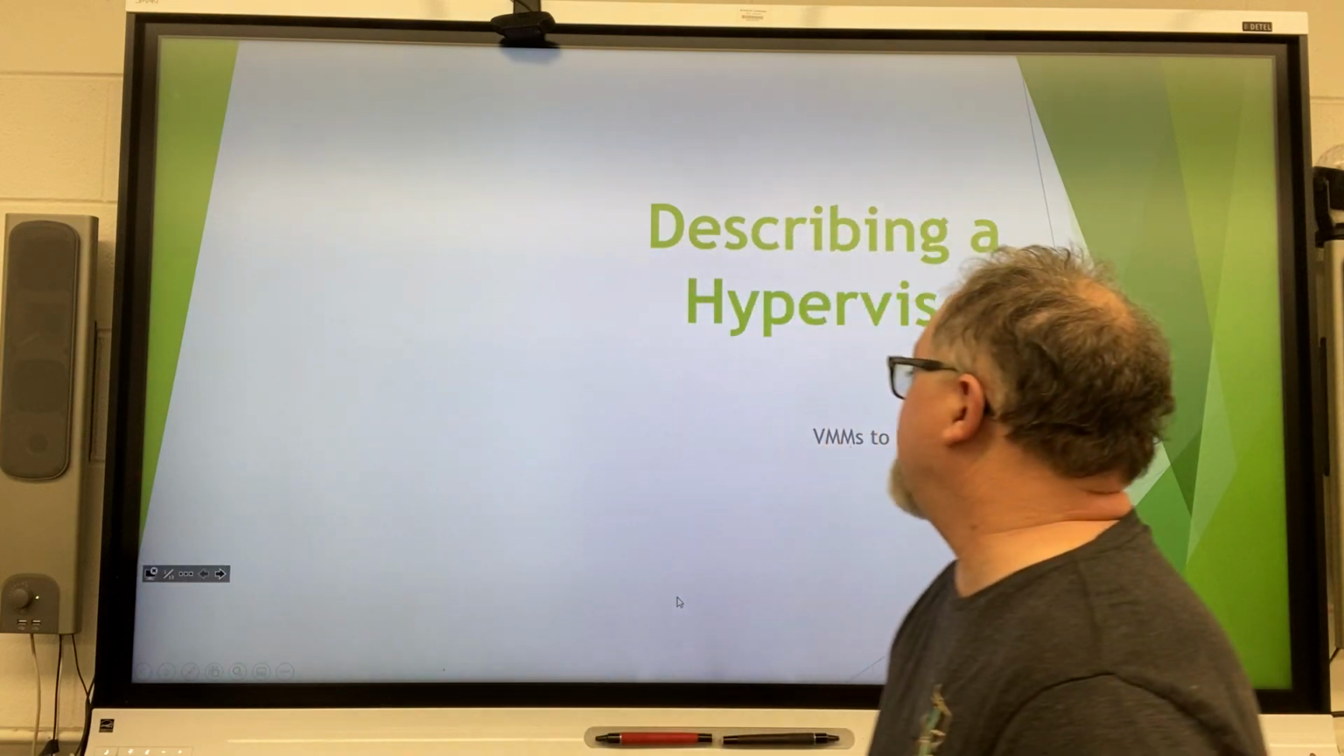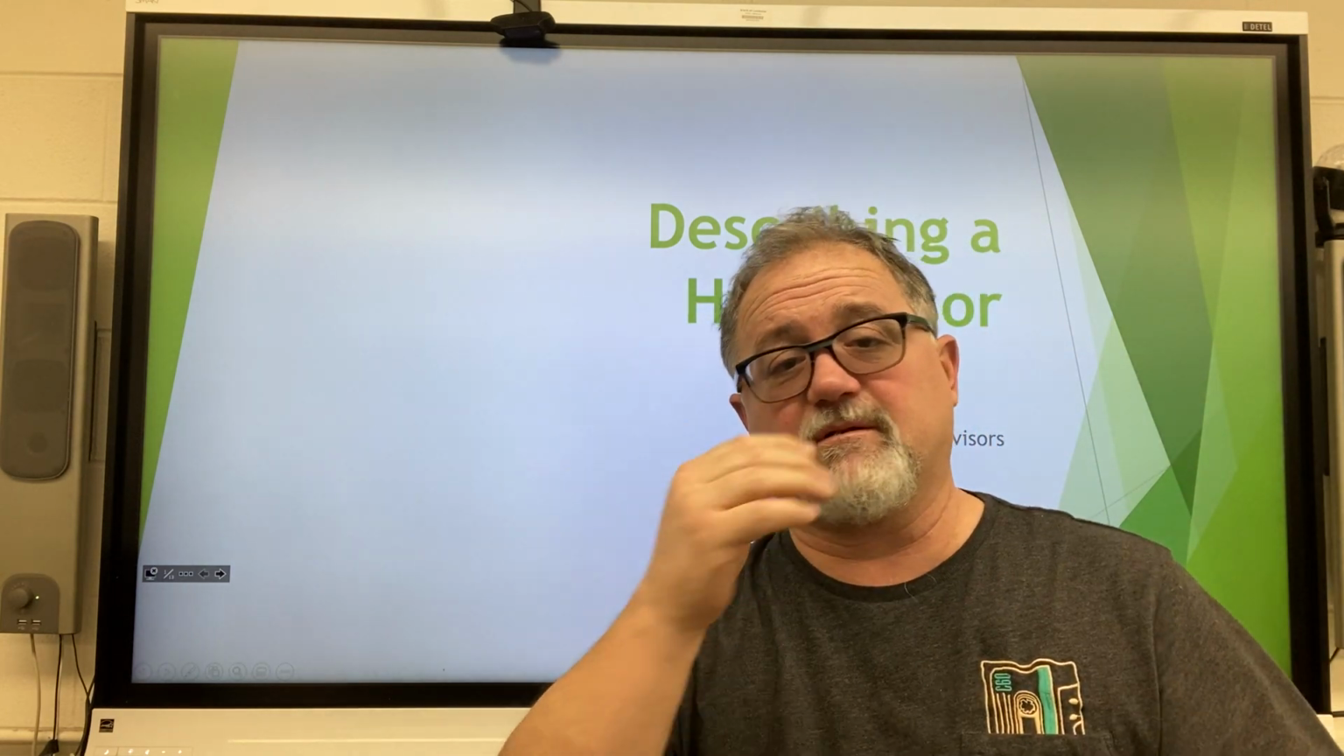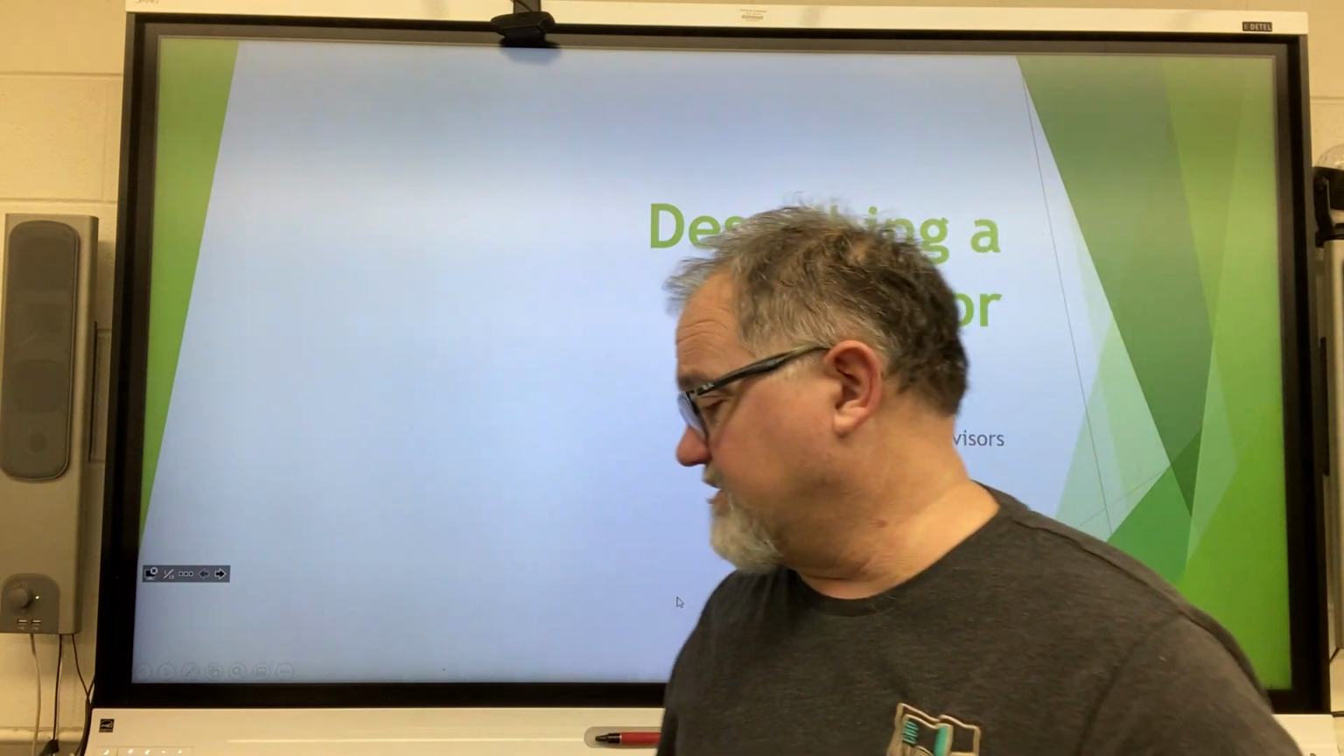All right, describing a hypervisor. What's a hypervisor? The Oracle VirtualBox is a hypervisor. It is software that allows you to have several machines. If you ever did this before, you can use the hypervisor. You can have an Ubuntu machine. You can have several different types of other machines built in the computer.